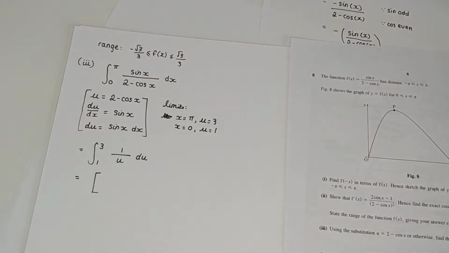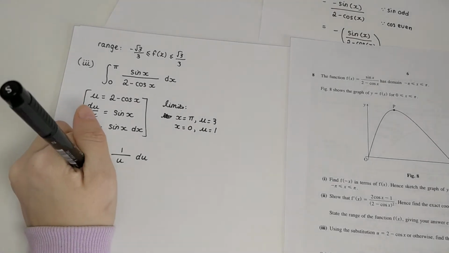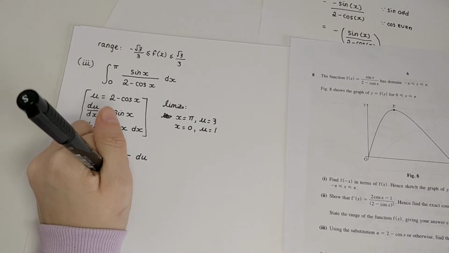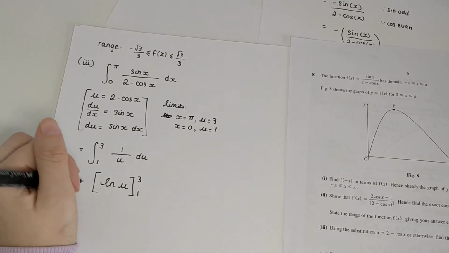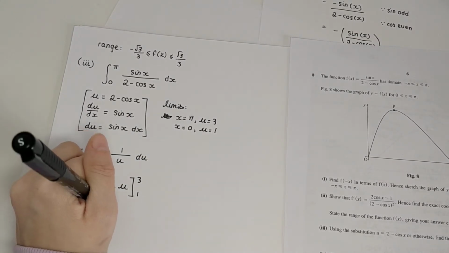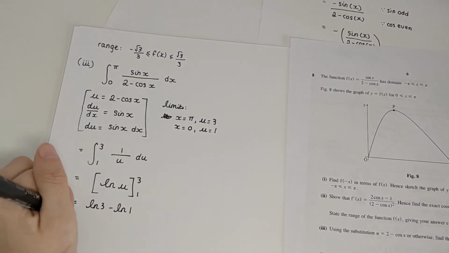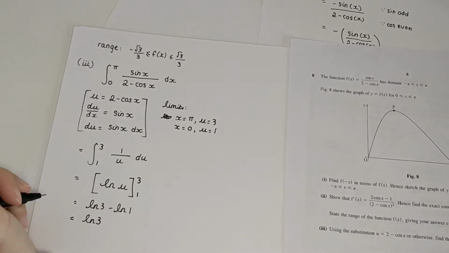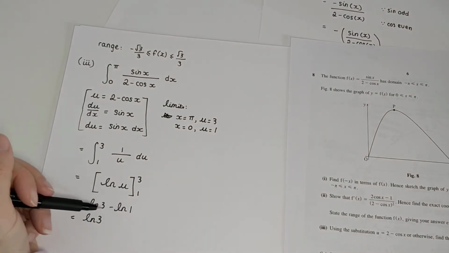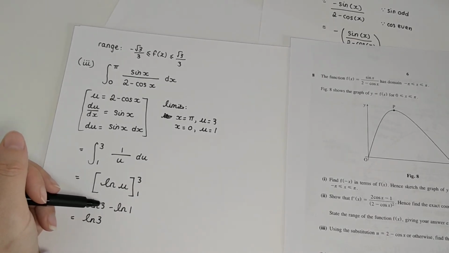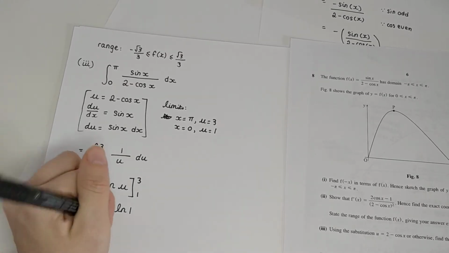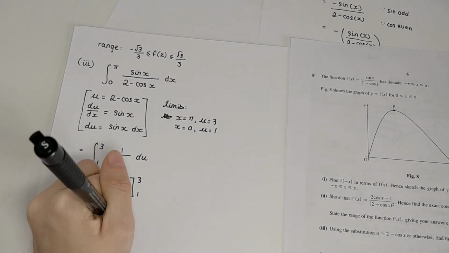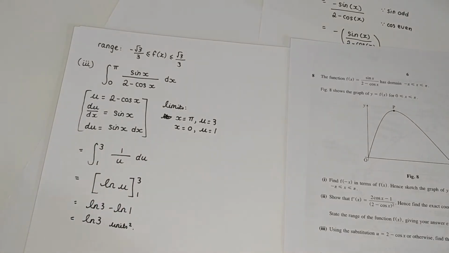So that's going to be log of u from 1 to 3. So log 3 minus log 1, which is just log 3, because I can either use the division rule to say that this is log of 3 divided by 1, or I can use the fact that I know that log of 1 is 0. So the area is log 3 units squared.